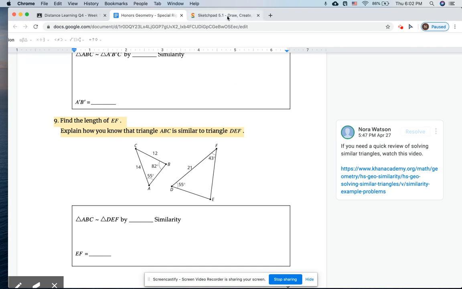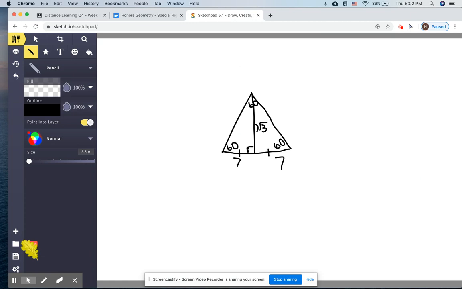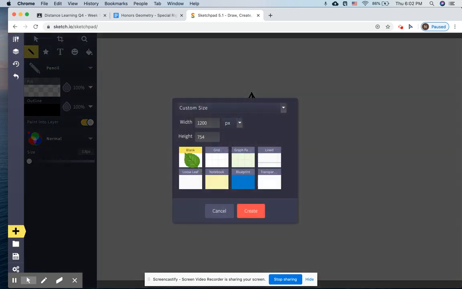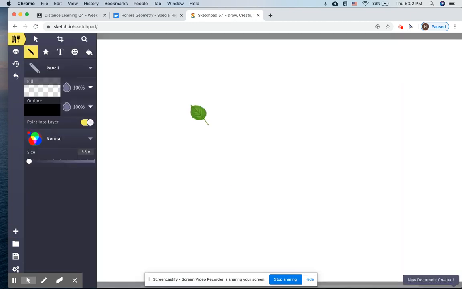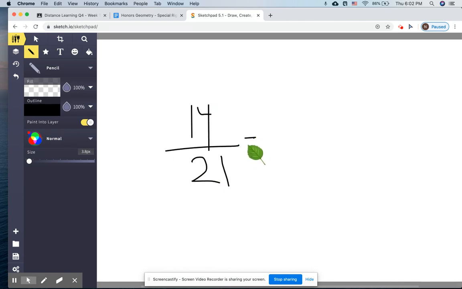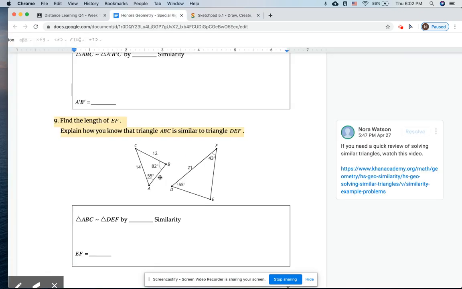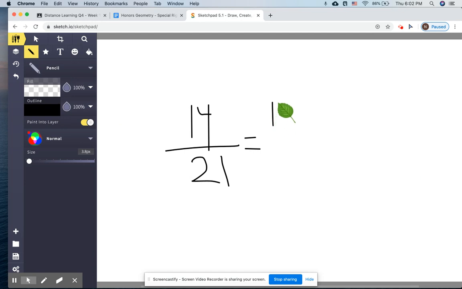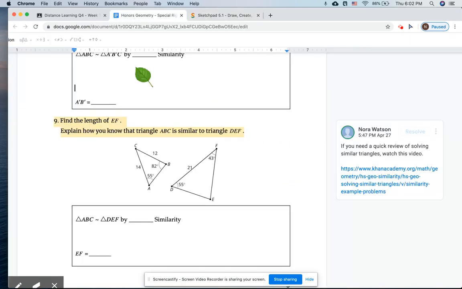So I'll just write that out to help you. The proportion that you're going to solve is 14 over 21 equals 12 over X. Solving this proportion tells us what EF is.